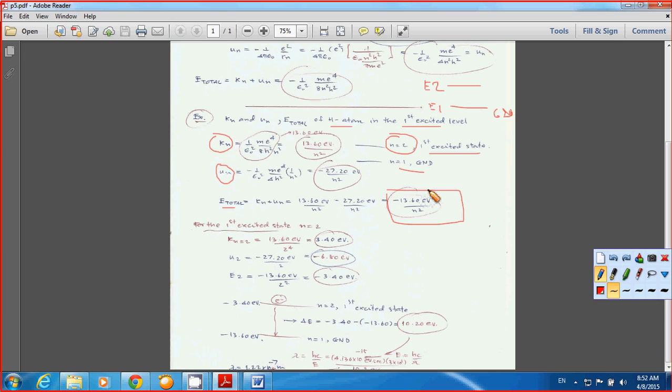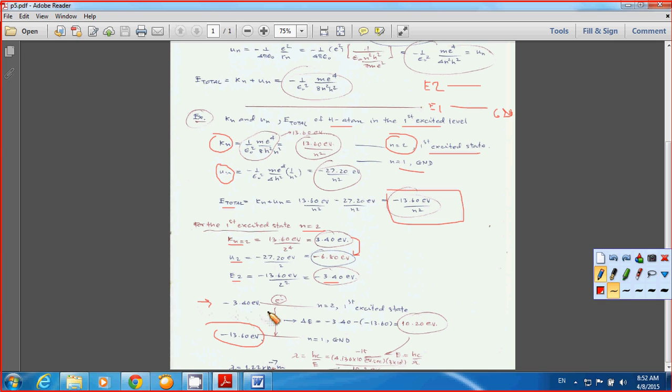Now for the first excited state, that means n equal to 2. You plug in n equal to 2, and you end up with a different number. This is the kinetic energy, this is the potential energy, and this is the E total. You add them up, and you have negative 3.4 electron volt. That means you start at the ground state at negative 13.6 electron volt, and the first excited state is going to be at the energy level of negative 3.4 electron volt.